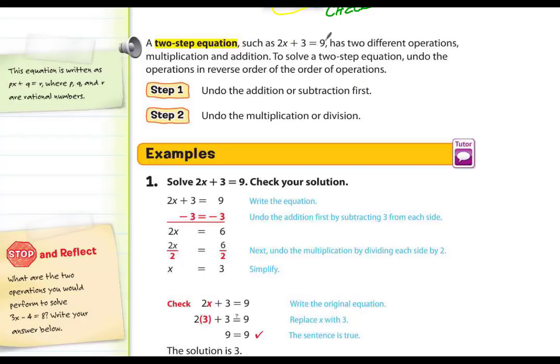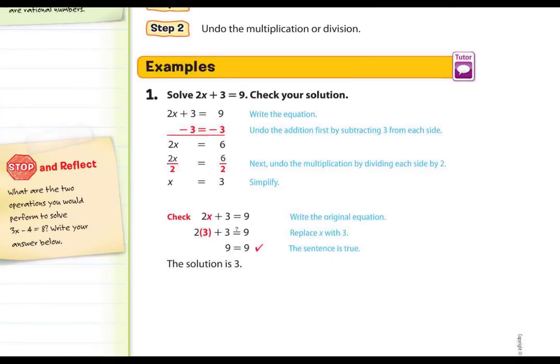So when we look at a 2-step equation, we're talking about an equation like 2x plus 3 equals 9 that has 2 different operations. In this case, it has multiplying, because 2x means 2 times x, and addition, because we're adding 3. So when we're undoing, we undo the addition or subtraction first. That's the opposite of order of operations. When you have order of operations, you do the addition or subtraction last.